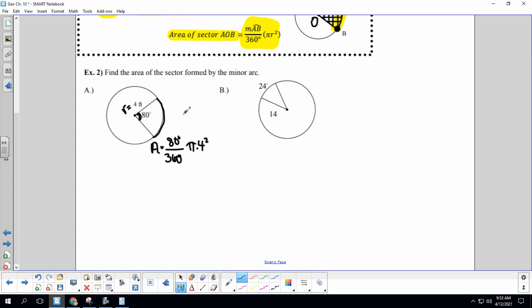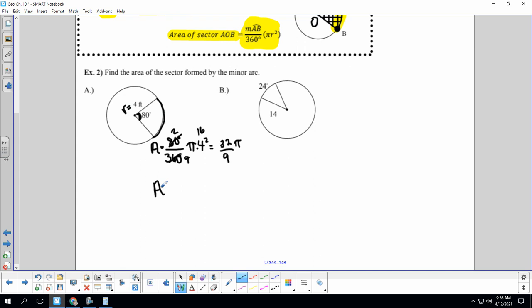So 80 over 360, I've been really loving my calculator tool that does fractions for me. Okay, so 80 divided by 360, when you reduce that fraction, reduces to 2/9. So then we put all this together and we get 4 squared is 16, 2 times 16 is 32, over 9, and the pi kind of just chills there.